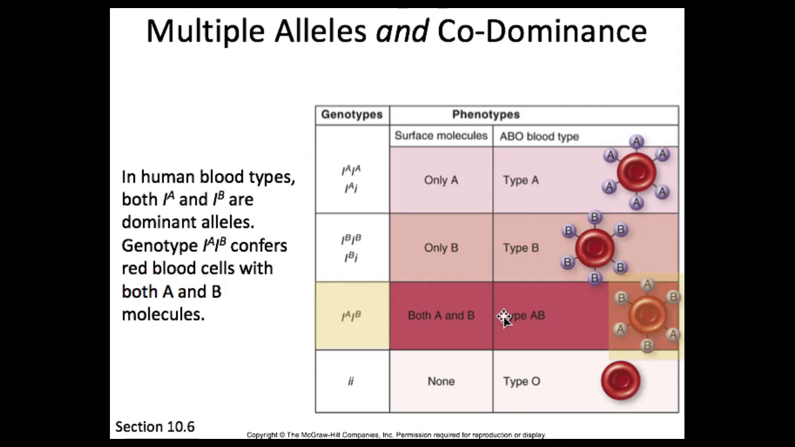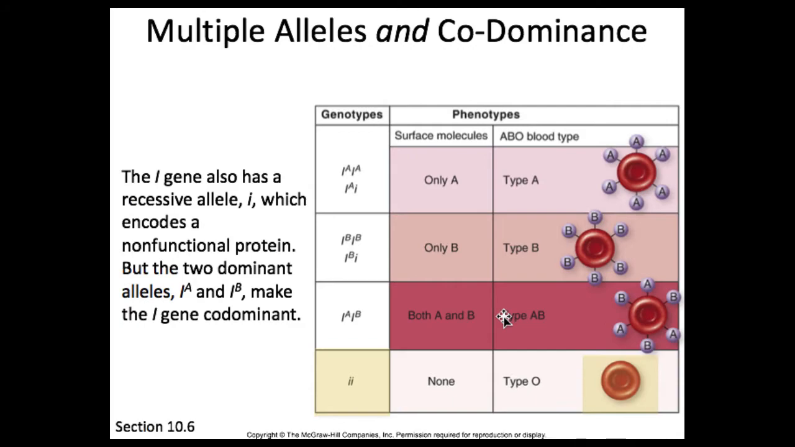In human blood types, we've got both A and B as dominant alleles. Genotype AB confers red blood cells with both A and B molecules on the surface of that red blood cell. However, we also have another gene, so this is multiple alleles that are being controlled and expressed in different ways. The I gene also has a recessive allele, which is represented by lowercase i, and this encodes for a non-functional protein on the surface of our red blood cell.